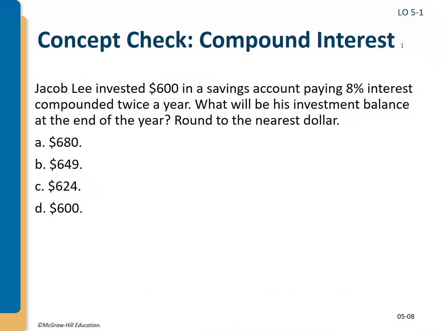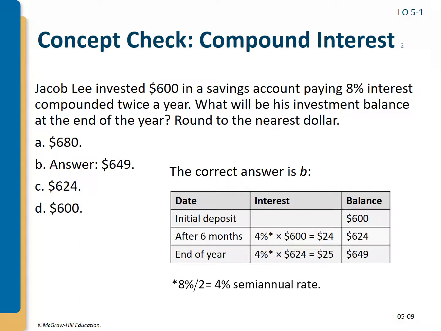Jacob Lee invested $600 in a savings account paying 8% interest. It's compounded twice a year. What will be his investment balance at the end of the year? Well, $649. Again, take his initial deposit of $600. So after the first 6 months, how much interest did he earn? 600 times 4%. Remember, we take the 8%, divide by 2, $24. So his new balance at the end of 6 months is $624. It's that new balance we use to calculate the second 6 months of interest. $25 was the amount earned for the second 6 months. Add that to the prior balance, so he has $649.